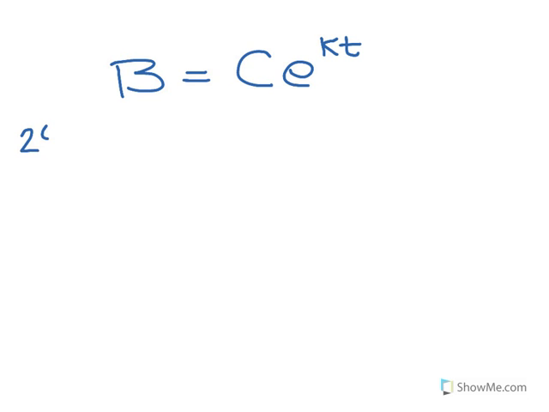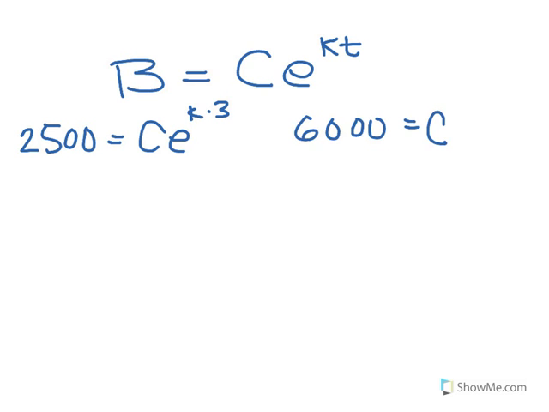Let's put in the 2,500 bacteria that occurred on the specific day 3. So that would mean K times 3 would be the proper exponent to put there. Let's put 6,000 equals C times e to the k times 5. That's K. How does that help us?